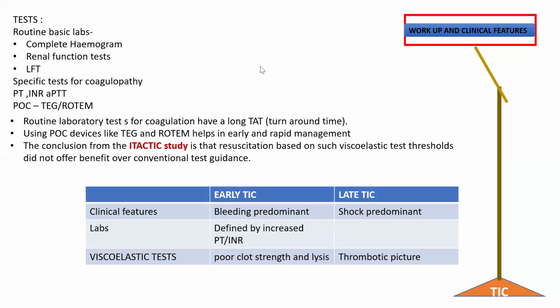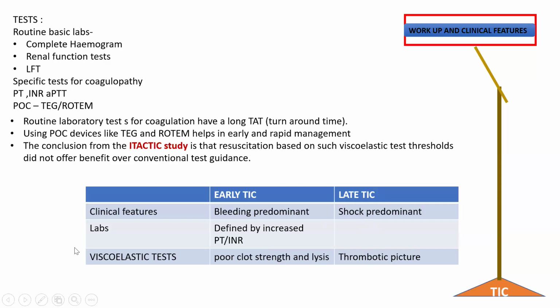So, coming to the difference in features between early TIC and late TIC. Early TIC is defined by an increase in the PT and INR. I told you the viscoelastic test will show poor clot strength and lysis, that is, hyperfibrinolysis will happen in early TIC. Coming to late TIC, it will be a shock predominant type of trauma-induced coagulopathy, and the patient, even though there is shock, will have a thrombotic picture.